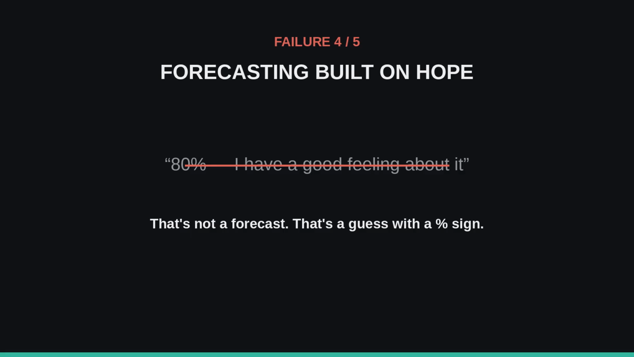Failure 4. Forecasting built on hope, not data. I ask a rep why a deal is at 80%, and the answer is, I have a good feeling about it. That's not a forecast. That's a guess with a percentage sign. A real forecast ties probability to stage, and stage to exit criteria. If your forecast can't explain itself using data already in the CRM, it's not a forecasting system, it's a vibe.